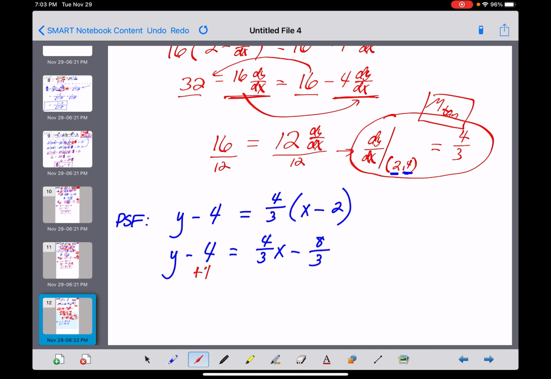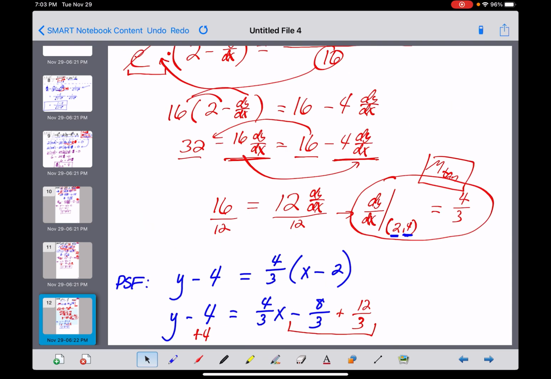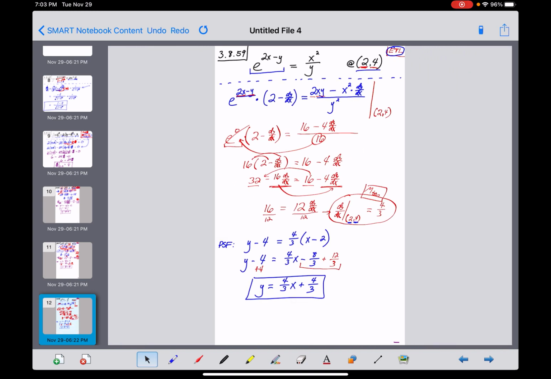And then we'll add 4, but I'm going to make that 4 a 12/3 so that I can put those two terms together and get my answer in slope-intercept form. y is equal to 4/3 x, and then it looks like a plus 4/3. It's not very pretty, but that, I think, is the best answer that we're going to be able to come up with for this problem. So let me double check the solutions manual. Problem number 59. There we go. And yep, y is equal to 4/3 x plus 4/3. Ugly, but that's what it is.